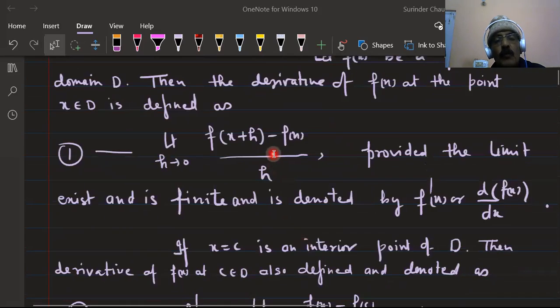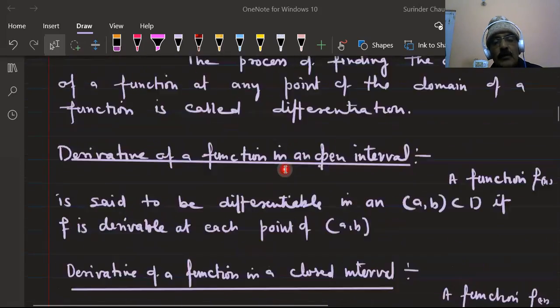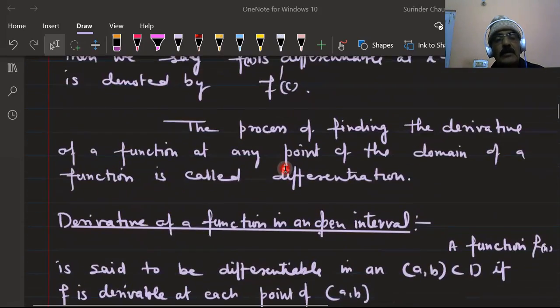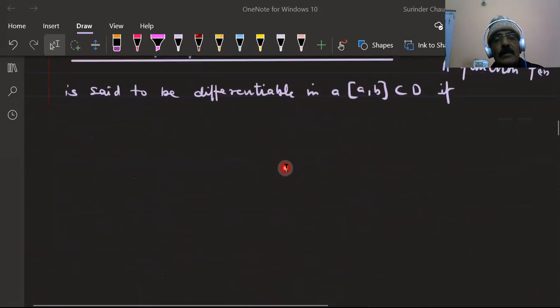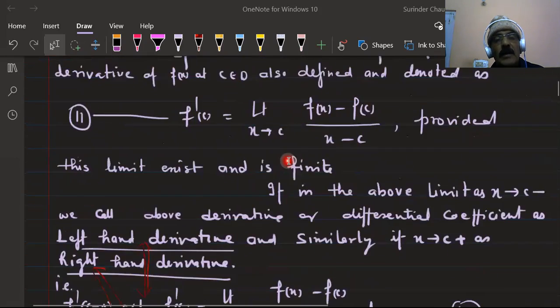See, so from this we can come to this also, replacing x by c or c by x.